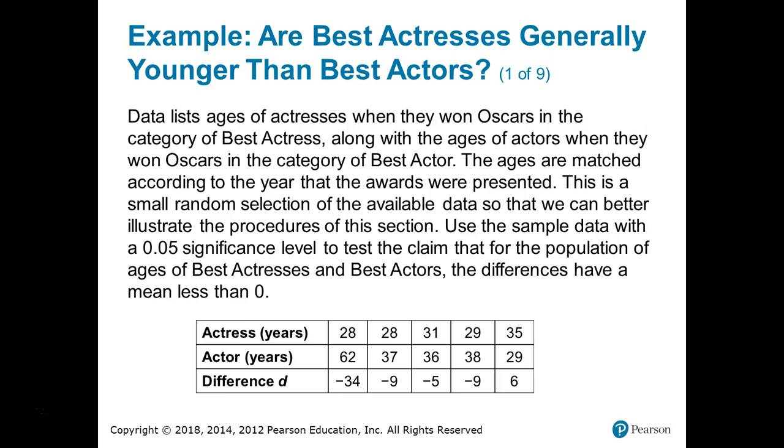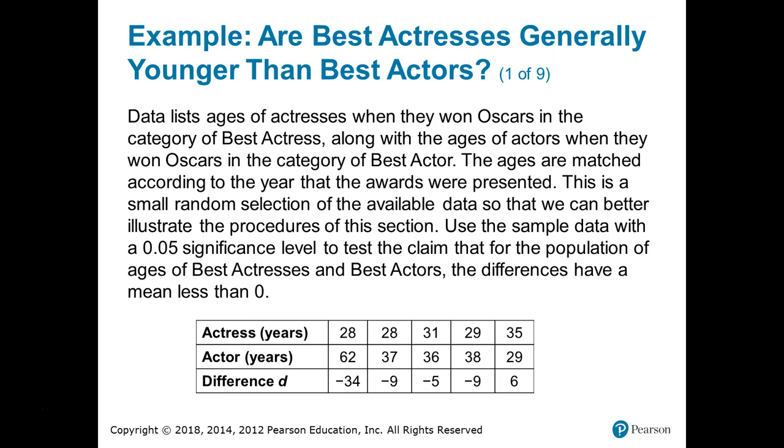So this example says, are best actresses generally younger than best actors? The data lists ages of actresses when they won Oscars, along with ages of actors when they won in the category of Best Actor. The ages are matched according to the year that the award was presented. So this would be year 1, year 2, or whatever. This is a small random sample, so obviously we want to use more if we want to get more accurate, but we'll proceed.